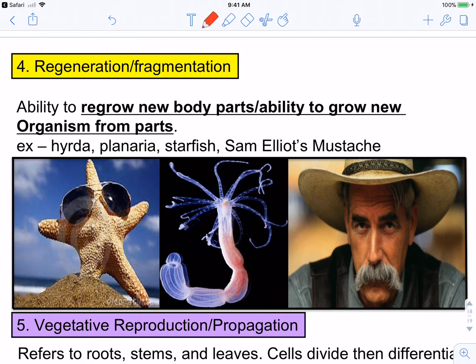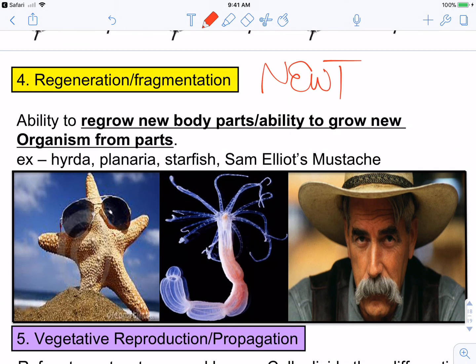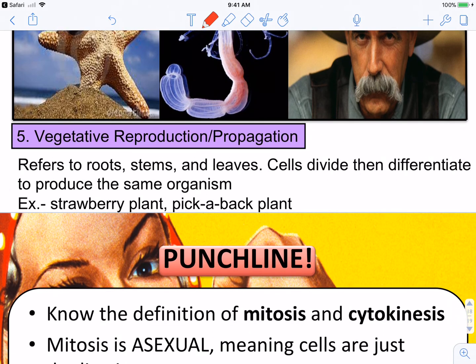Regeneration and fragmentation. So we saw this in the newt and the axolotl and the starfish when the organisms were able to like lose an arm and regrow a new organelle or organ, such as the heart or a portion of the brain. And we can also do this to a certain extent when we heal and grow new body parts. And then vegetative reproduction. So again, that's going back to plants and roots and stems and leaves.